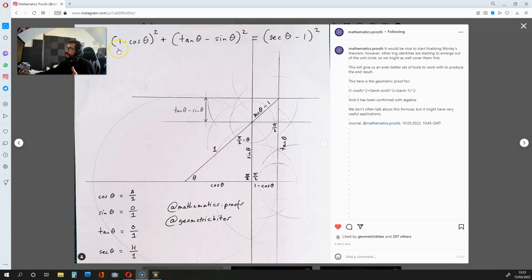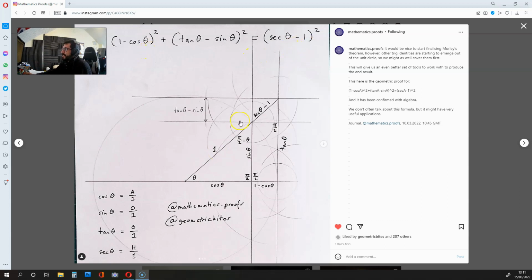Hi, in this video I'm going to be showing you how to prove that (1 − cos θ)² + (tan θ − sin θ)² is equal to (sec θ − 1)². What's great about this proof that I'm about to show you is that it's geometric. If you want the algebraic proof, then keep watching this video.